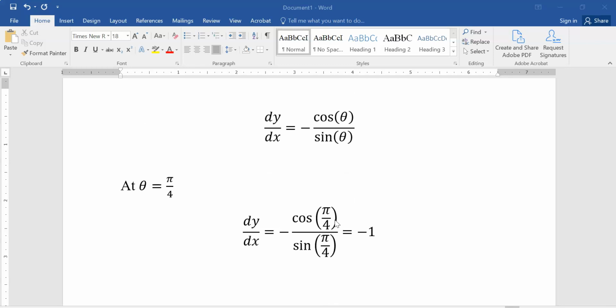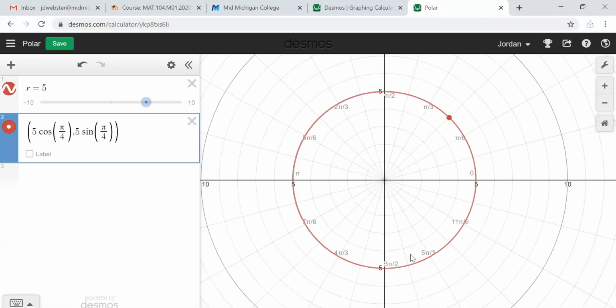plug in pi over 4 into cosine, you end up with root 2 over 2. Do the same for sine, you also end up with root 2 over 2. So you end up with -1 as your answer. So the derivative of y with respect to x is -1. That means, in terms of rectangular ideas, the slope of the tangent line at that point where theta equals pi over 4 is -1.